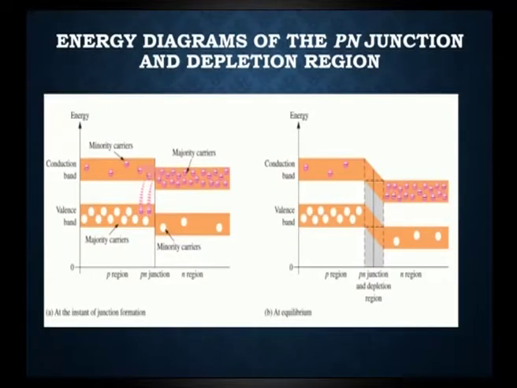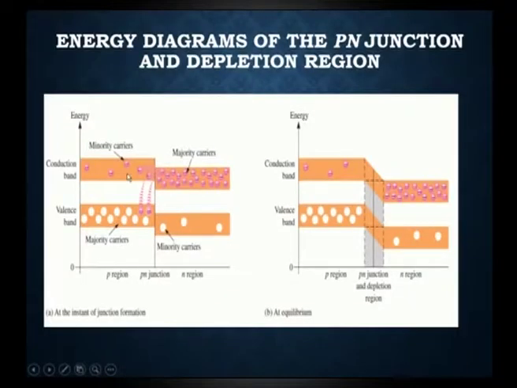The N type region has more electrons in the conduction band, so they try to move from the N region to the P region. The electrons from the N region move to the conduction band of the P region, which appears here. This process is called diffusion. Due to the potential gradient, electrons move from the N region to the P region; this is called diffusion.